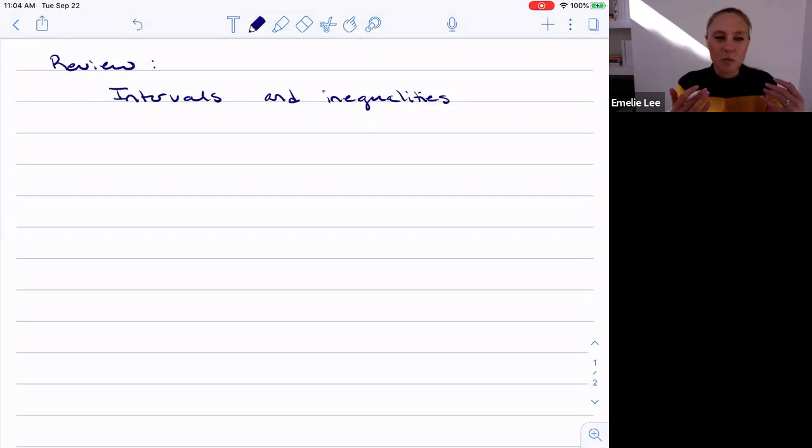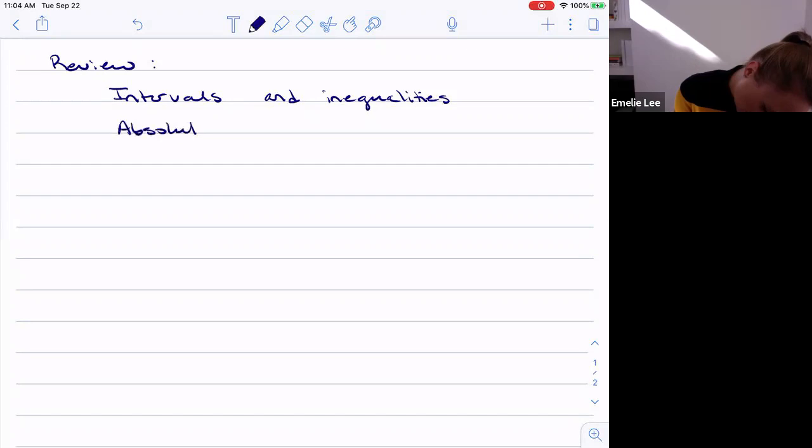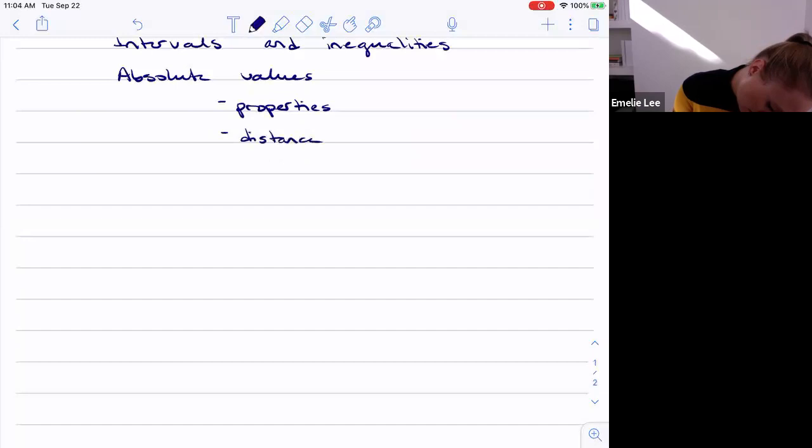So we talked about absolute values, their properties, and also the distance between two points.